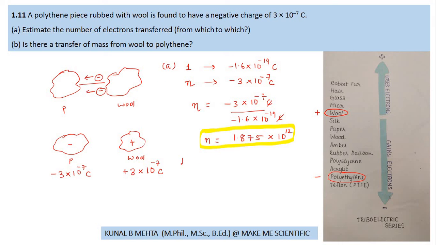But still I will do a small calculation. We note that the mass of a single electron is 9.11 into 10 raised to minus 31 kilogram. This is the mass of a single electron, right? So how many electrons are getting transferred? 1.875 into 10 raised to 12 electrons are getting transferred. So how much mass would be getting transferred? You can calculate very easily from this cross multiplication, and you will find that this is a very, very negligible mass. So yes, there is a mass transfer, but the mass transfer is very negligible.